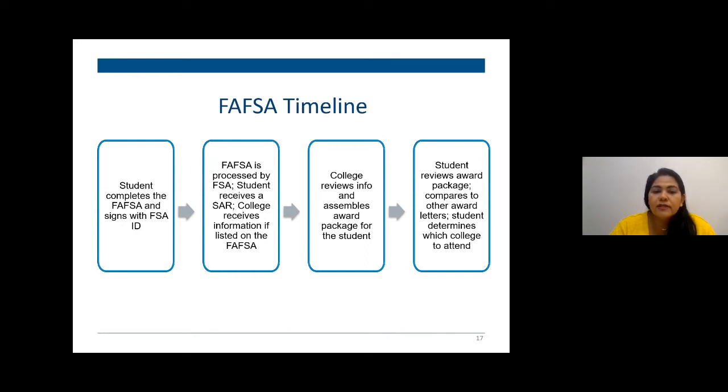And so ideally you would list the colleges that you are thinking about applying to. As soon as you receive your student aid report, the colleges that you listed would receive this information as well. Based on that information, colleges then review the report and put together a package that is known as an award letter, or your financial aid award letter.